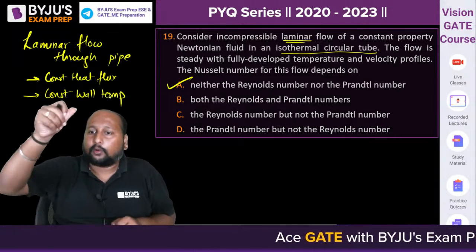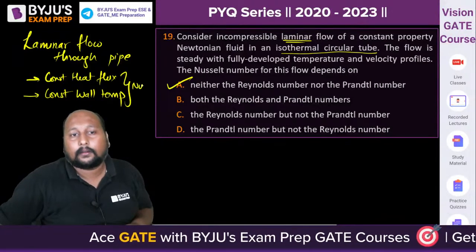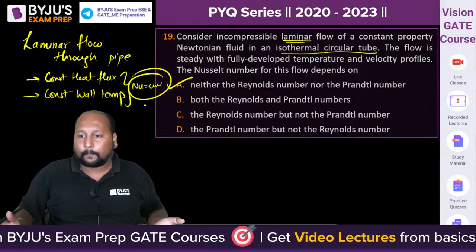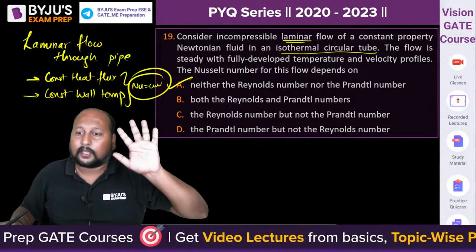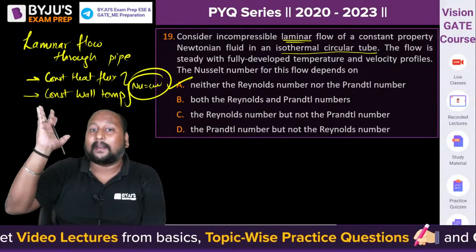Okay, we are studying 2 conditions, constant heat flux and constant wall temperature, and in both the conditions Nusselt number is constant. It is not depending on Reynolds and Prandtl. Okay, fine. So option A is a correct answer. No, B is not correct. It is independent of Reynolds and Prandtl.